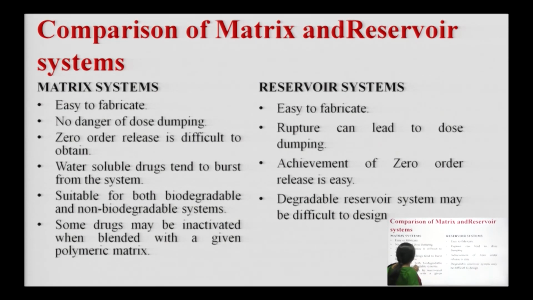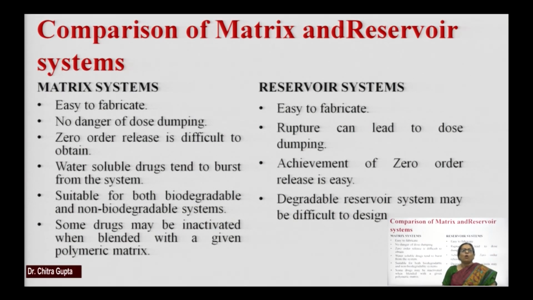Matrix systems can give first order release. Zero order release rate is difficult to attain with matrix type of systems, but with reservoir type of systems, achievement of zero order rate is easy. Then matrix systems can be suitable for both biodegradable and non-biodegradable systems, whereas reservoir systems with degradability are difficult to design. Then in matrix systems, one of the major disadvantages is that sometimes the drug on blending with the matrix may get adhered to the polymeric material and may get inactivated.